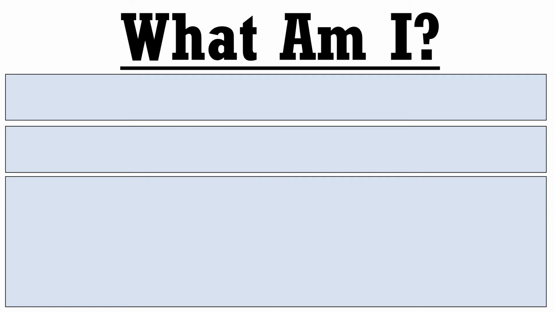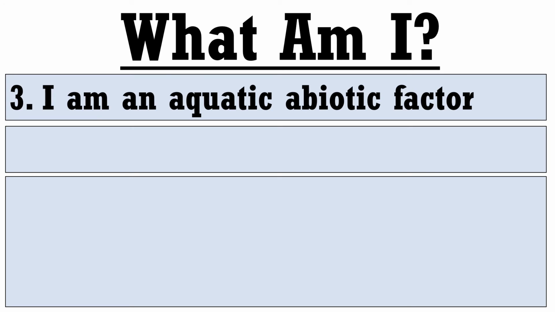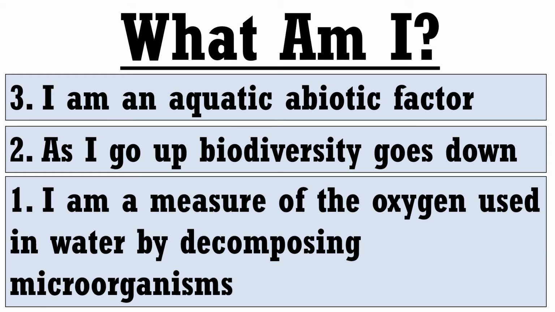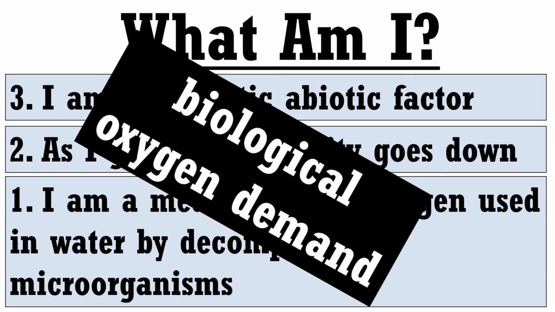So the first one for 3 points. I am an aquatic abiotic factor. 2. As I go up, biodiversity goes down. 1. I am a measure of the oxygen used in water by decomposing microorganisms. Now this has sort of lost its effect a wee bit because in normal circumstances I'd have been telling you about biological oxygen demand about a week ago, but it turns out I've been talking about it 2 minutes ago. So I'm hoping you got this one. So that is BOD, biological oxygen demand.